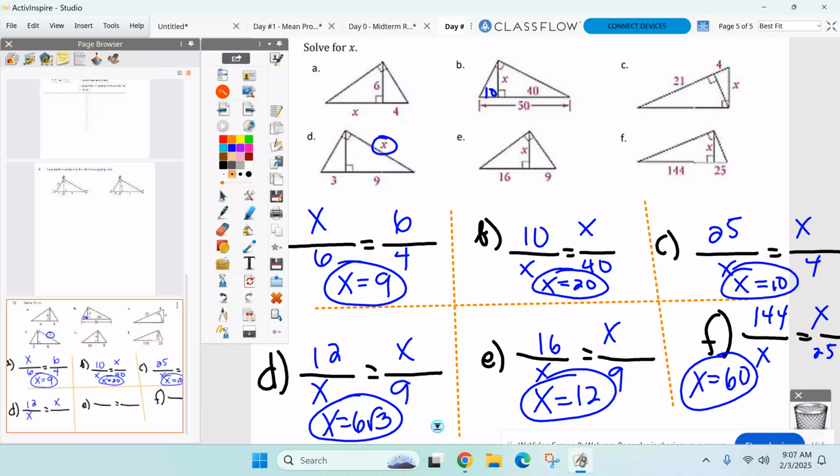I will warn you, one of these you are going to have to factor tonight. So just a heads up when you have an X squared in your problem. And then tomorrow we will do a day 2 of these. They get a little tough.